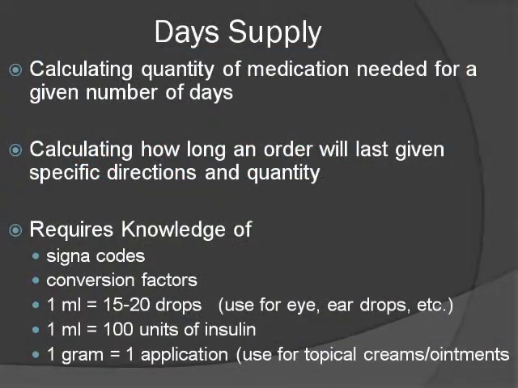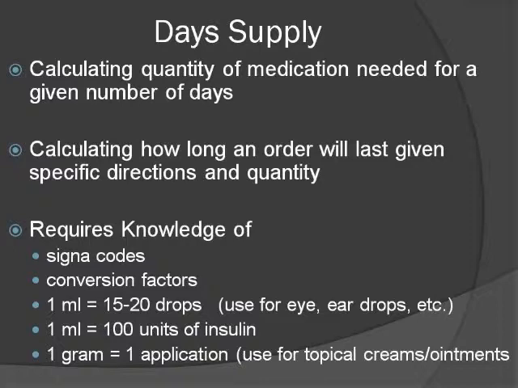So that was compounding calculations. Now we're going to move forward to days supply. And days supply simply means we're going to calculate for how many days an order with a specific sig and directions and quantity will last. So we'll be calculating how long it'll last, and we'll have to have been given how the patient is using or taking the medication, as well as the total quantity.